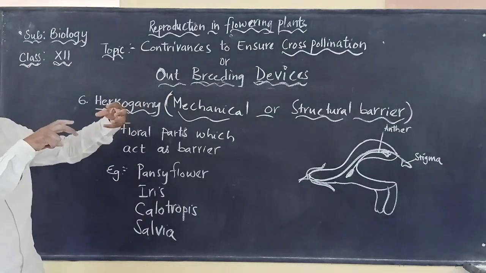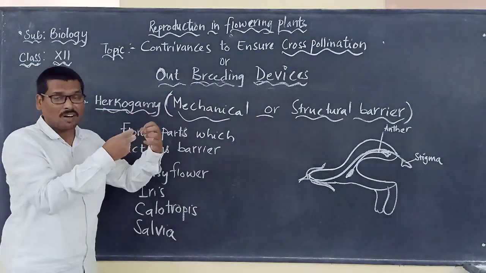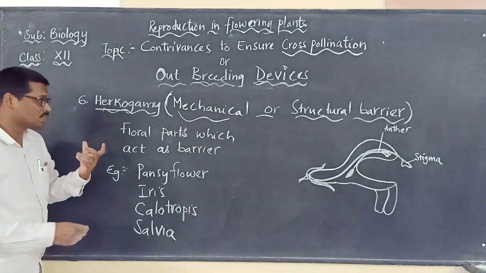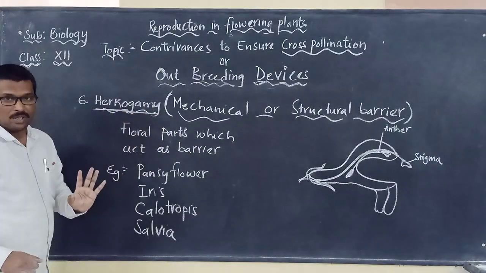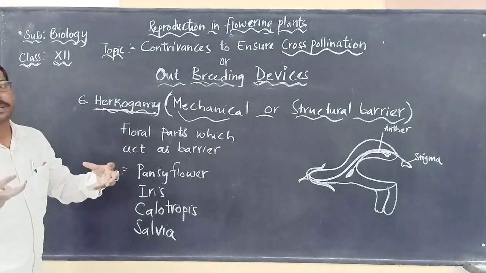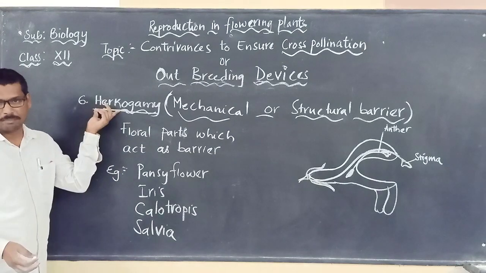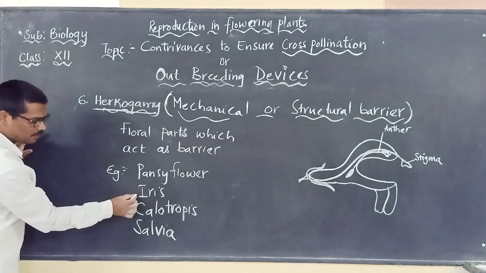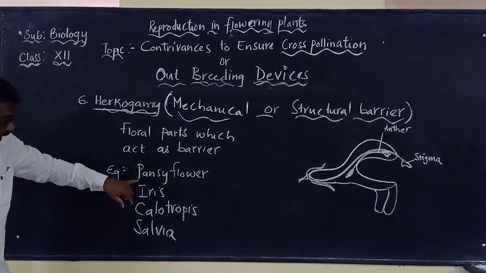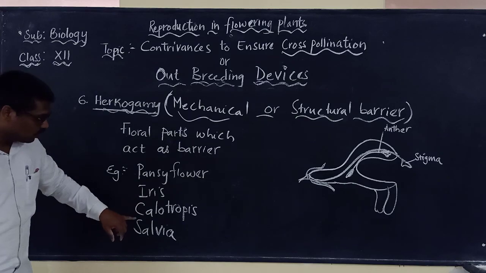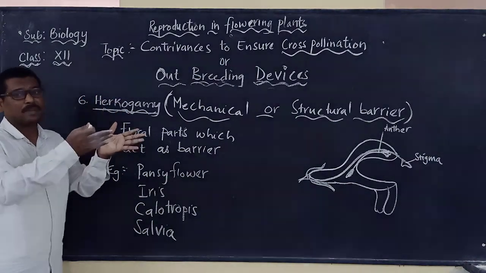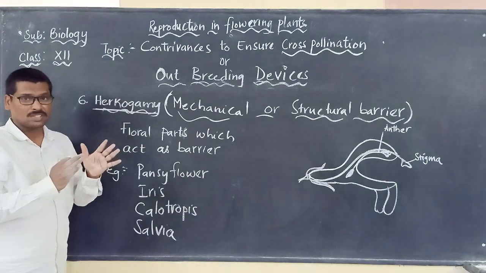So the male part and female part may not be very close to each other, or otherwise they are blocked by some other floral parts. In such a case we call it hercogamy. So when any floral part is blocking the male part from the female part, we call it hercogamy. The best examples are pansy flower, iris, calotropis and salvia, where some floral part acts as a barrier. Barrier means they will be blocking.